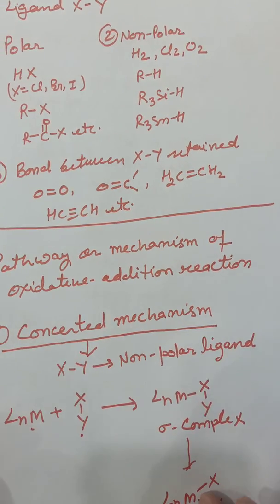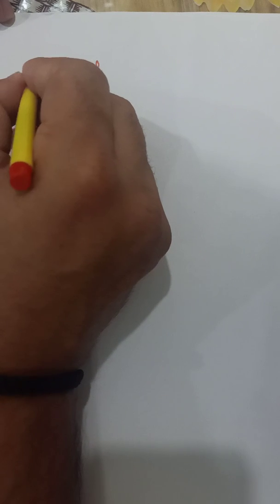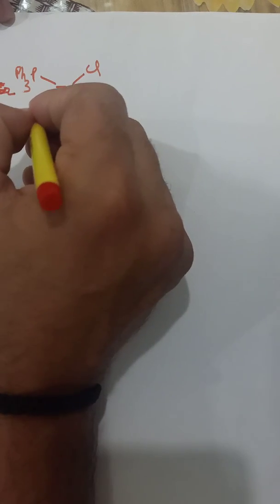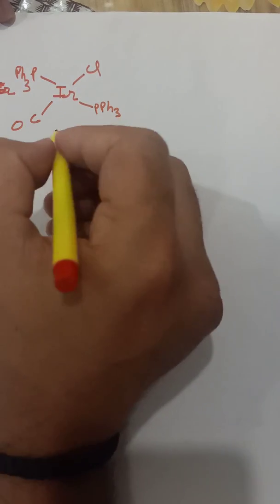Now let's see one or two examples for this concerted mechanism. The first example that I am taking is the reaction of Vaska's complex. This is Vaska's complex. It is an iridium complex: Ir, Cl, PPh3, CO, PPh3. This is Vaska's complex.